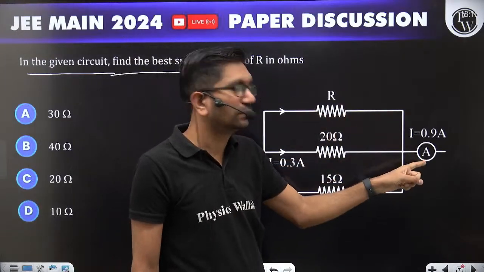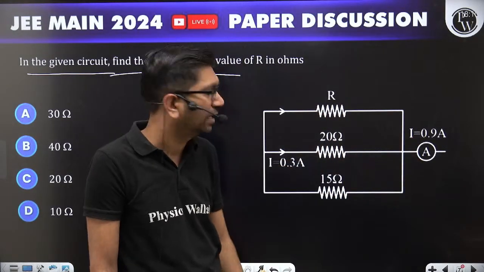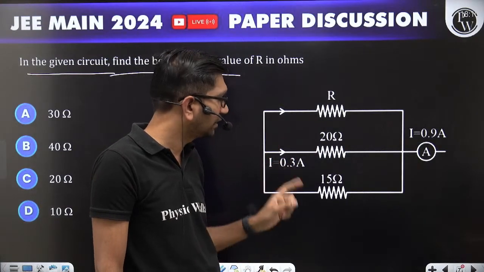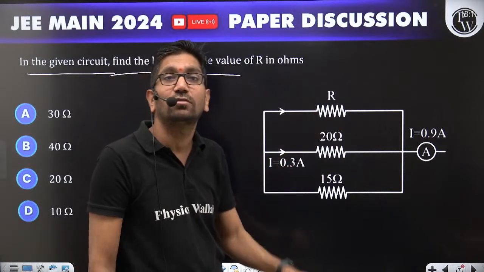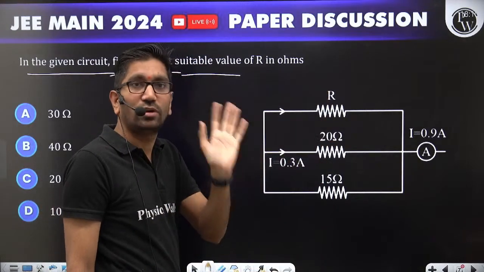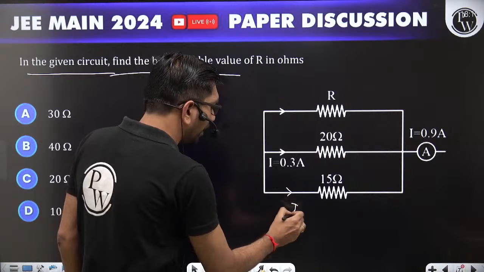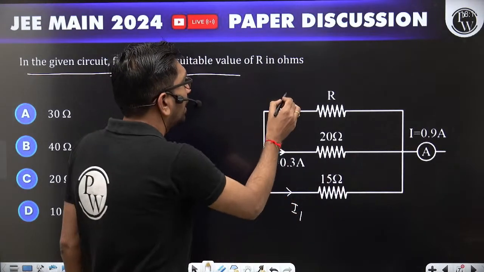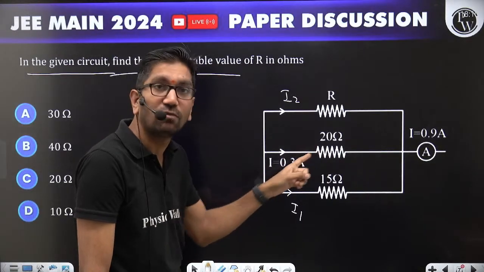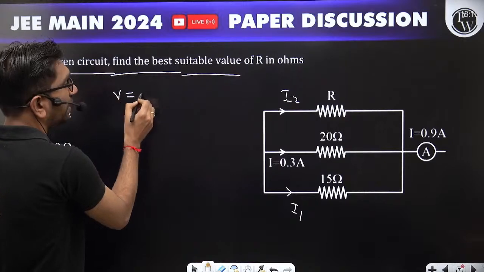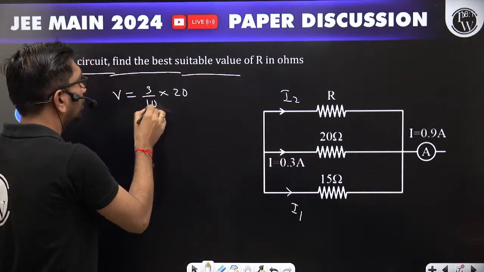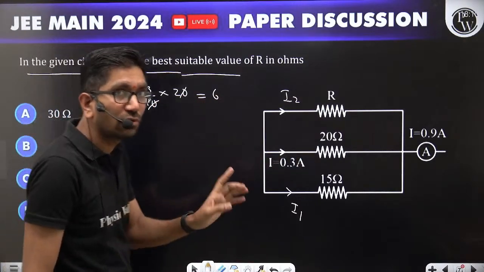Here the current in the ammeter is showing 0.9. The current flowing here is 0.3. So we have to find out the R value. As everyone knows, in parallel connection, what remains constant? Voltage remains constant, right? So let the current flowing across here be I1 and let this be I2. Now, what do you get, beta? So let us calculate the voltage. V is equal to IR, right? V is equal to I, so 3/10 into 20, right? So this one gets cancelled. So finally 6 volt we got, right?